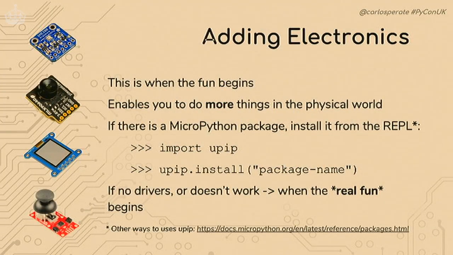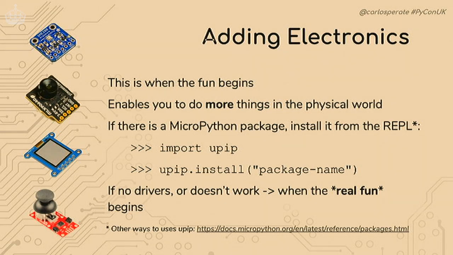Right, so let's say you have your MicroPython board, you had some time to play with it, to do stuff on the REPL. What can we do next? Well, we can add some electronics. And this is when the fun begins, because it enables you to expand the capabilities of the boards and to do more things in the real world. We can use modules like the one shown on the left, where you can very easily plug in cables and get going, or you can create your own circuits.